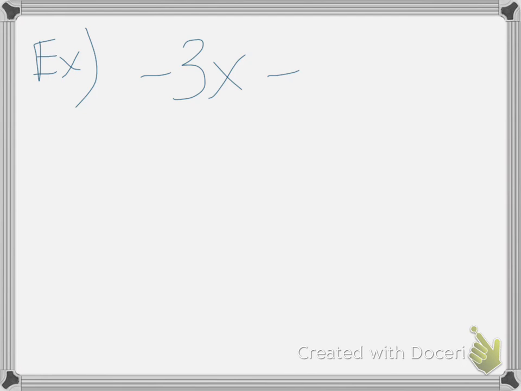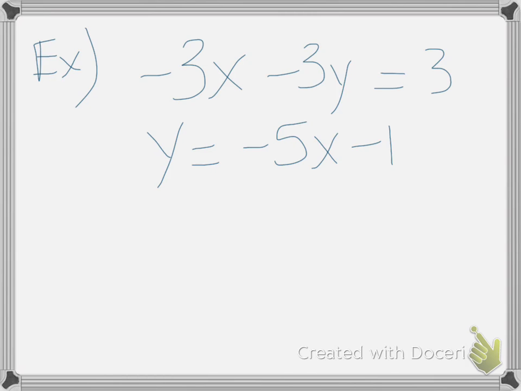Negative 3x minus 3y equals 3. And y equals negative 5x minus 17. That has x first, that has the y, then the number. So this one's ready to go, no problem, check mark, good to go. This equation is not. We need to fix it. y equals negative 5x minus 17.